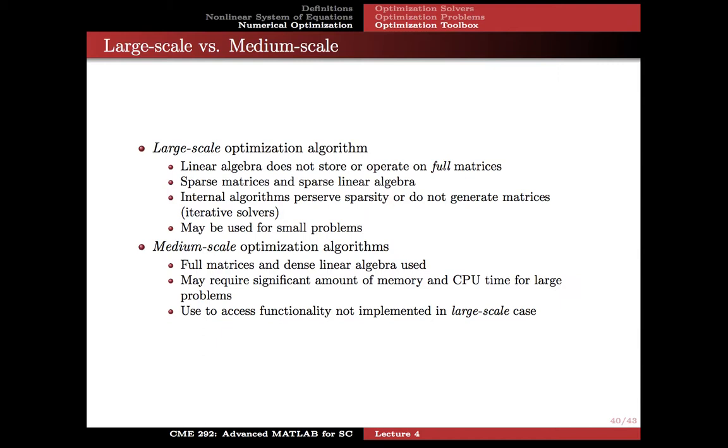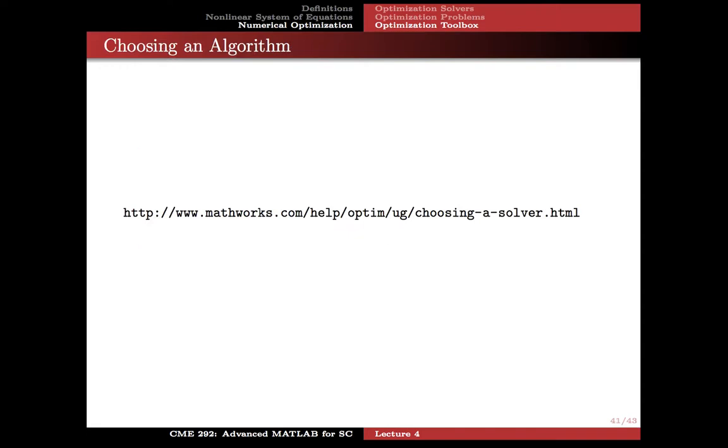Now, if we want medium-scale optimization algorithms, this will be done on full matrices and dense linear algebra. An example of this would be the active set method, which is a medium-scale optimization algorithm that checks which constraints are active. The large-scale algorithm would be interior point. Medium-scale optimization algorithms may require a significant amount of memory and CPU time for large problems. As a review of which algorithm to choose, you can click on the following link for a nice summary table, depending on your optimization problem.